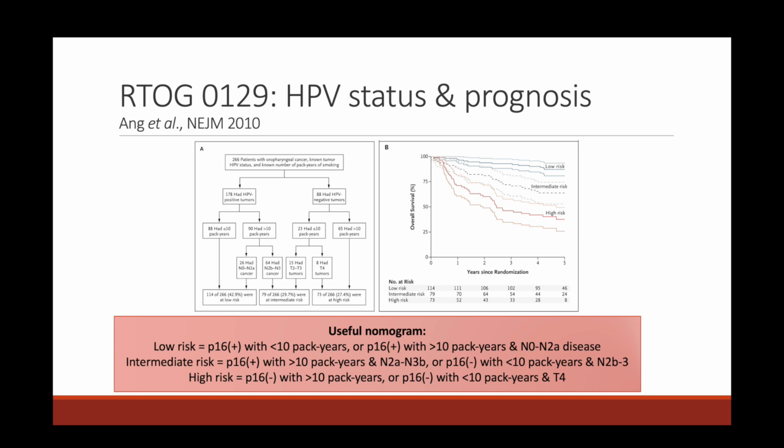So the important takeaways from this nomogram are that P16 positive patients tend to do better, and patients with fewer pack years, specifically less than 10 pack years of smoking history, tend to do better. Also, T-stage and N-stage matter as well, and they are used to help risk stratify. So this nomogram utilized three things, which were the P16 status, the number of pack years, as well as the stage. And as you can see in the Kaplan-Meier curve, they created these low, intermediate, and high-risk groups, which are a useful nomogram to help predict these patients' overall survival.